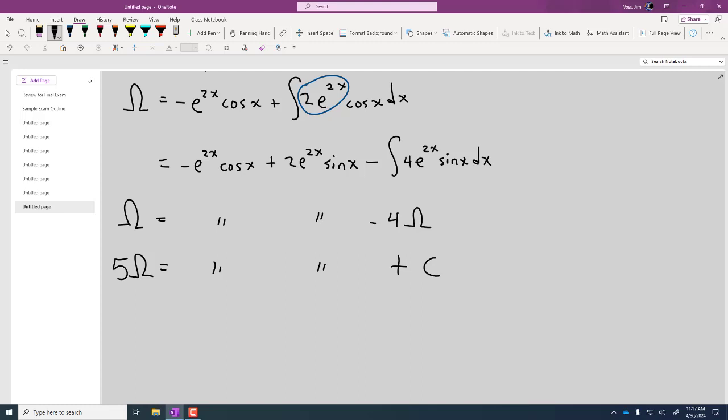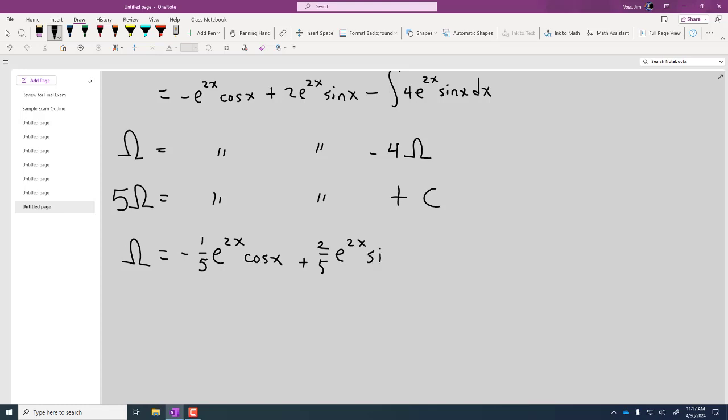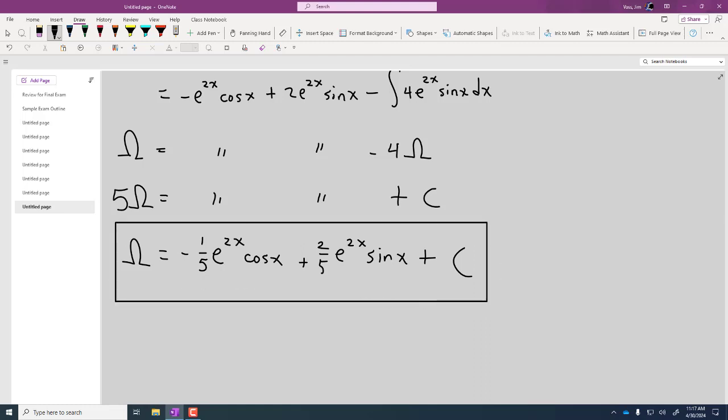Never forget Charles. Don't forget Charles. Always throw Charles into the mix. Charles needs to be considered. So then we divide, so we get negative 1/5 e to the 2x cosine of x. We get all this stuff, plus c, plus Charles. Or else you get all of your points taken away. Yep. It's all or nothing. Only on Thursdays.